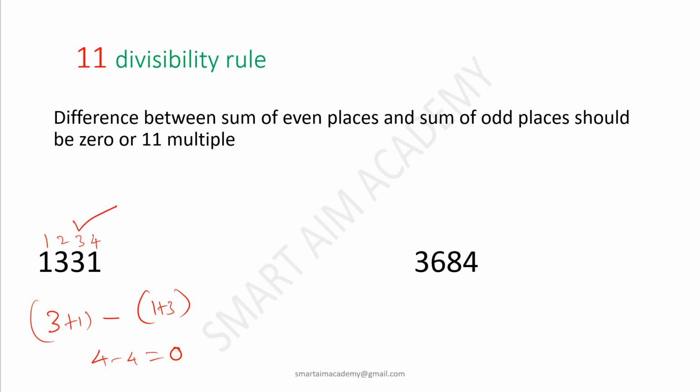Next one, 3684. Places 1, 2, 3, 4. Even places 6 plus 4, minus odd places 3 plus 8. 10 minus 11, so the result is 1. So 3684 is not divisible by 11.